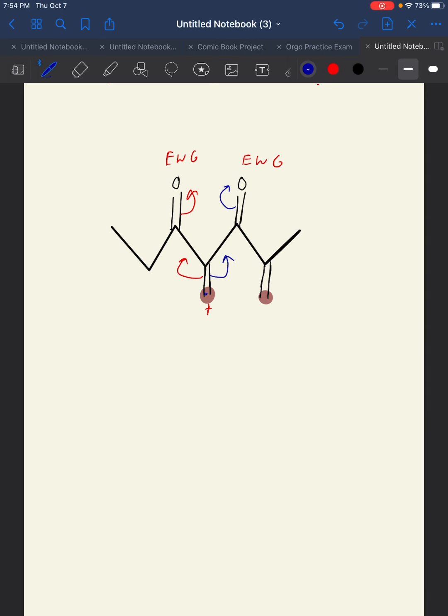Now this carbon right here only has one electron withdrawing group taking electrons away from it. So it is more stable than this carbon. So since this carbon is less stable, this carbon is your better electrophile.